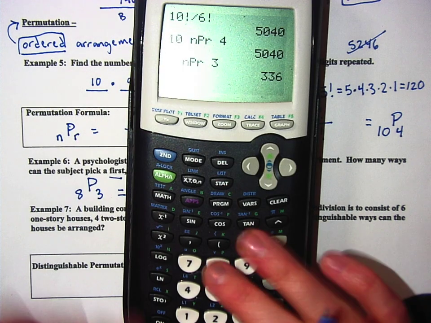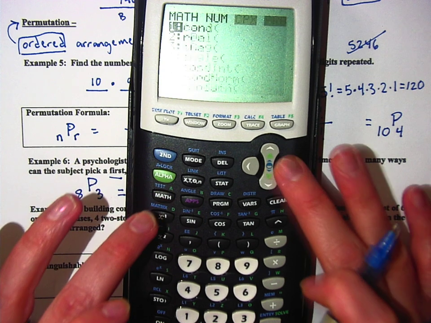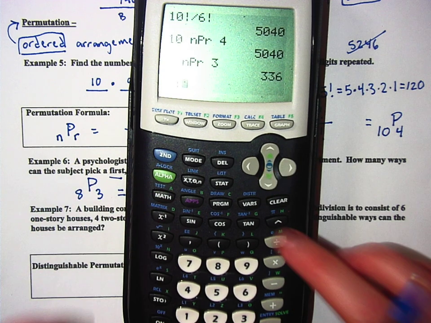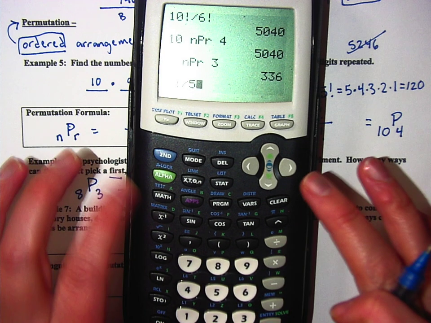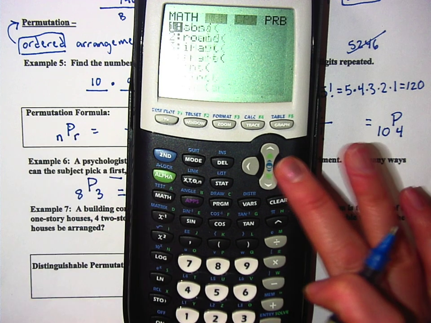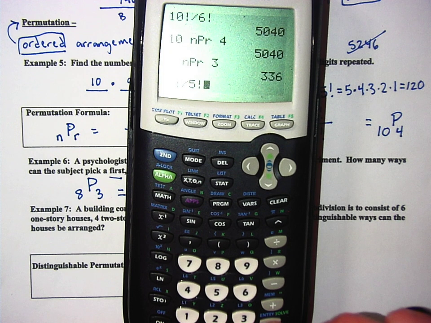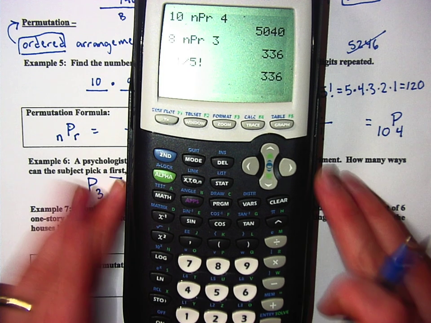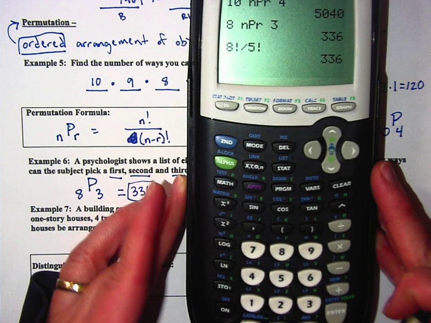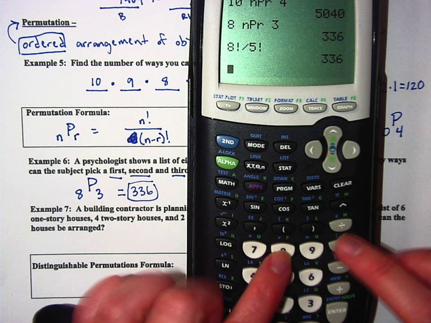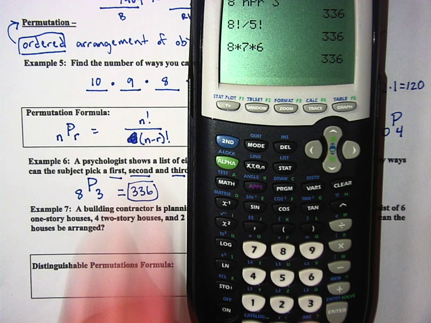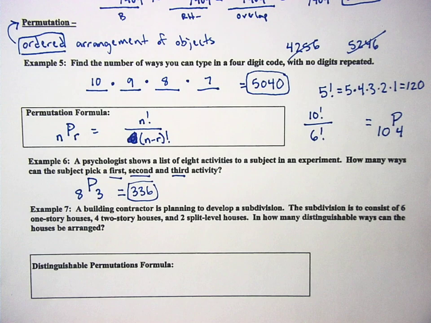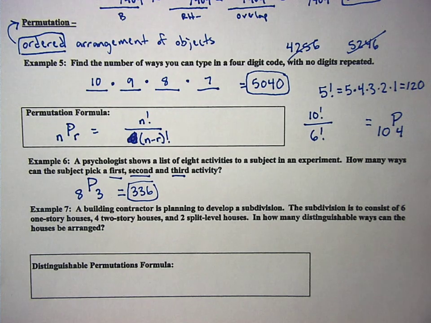So, or I could have said 8 factorial divided by 5 factorial, because that's 8 minus 3, which is also 336. Or I could have done, let's see, it'd be 8 times 7 times 6, 336. So lots of different ways to do the same problem.